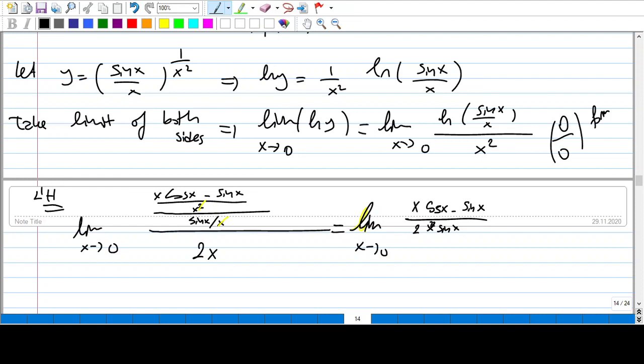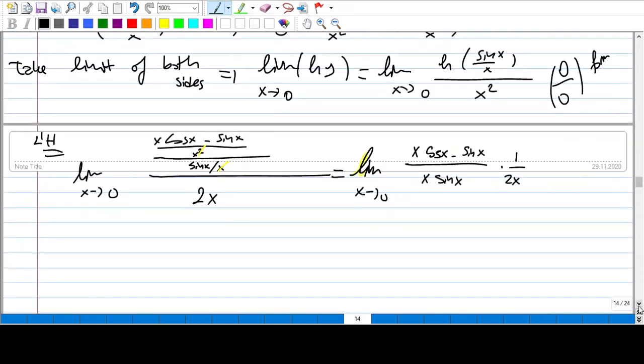Okay, let's see if I have a mistake or not. Let us continue. Maybe it is better to write this as x sine x times 1 over x. Okay, 2x sine x. They are equivalent.